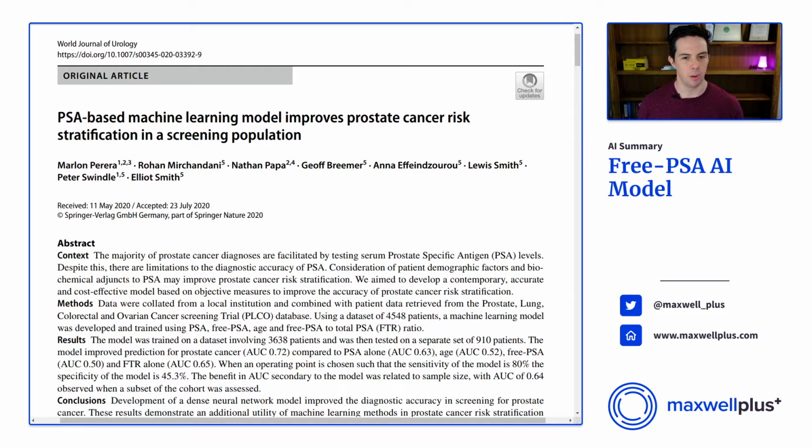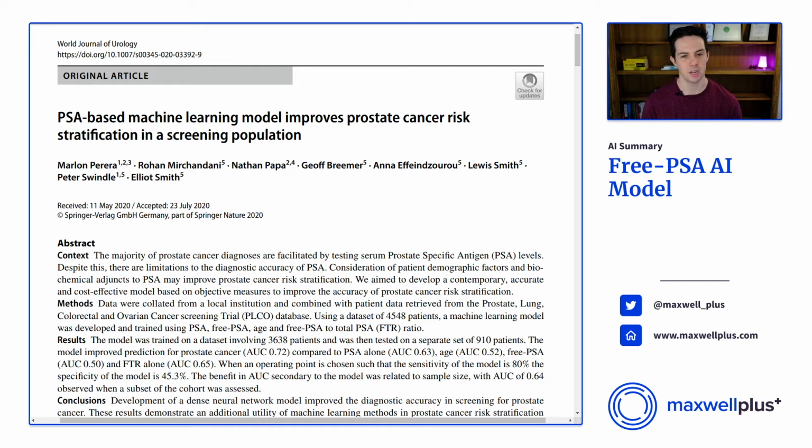This paper was published in a collaboration between the team at Maxwell Plus and external urologists, including lead author Marlon Pereira, who's currently a urologist based in New York. This work was published in mid-2020 and shows one of the many AI models that are present within Maxwell Plus.